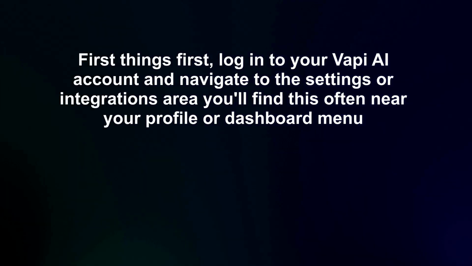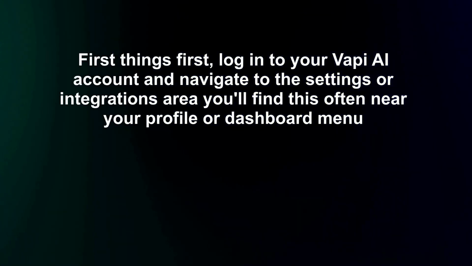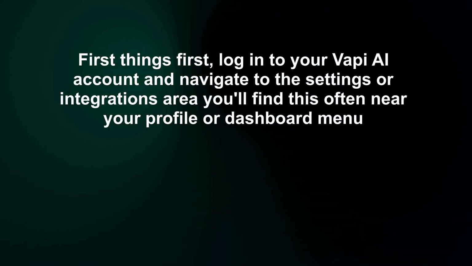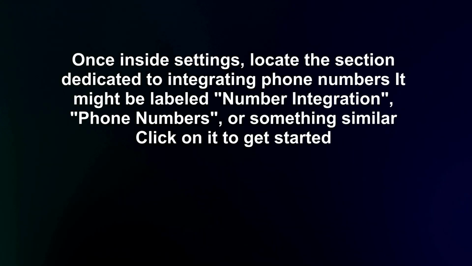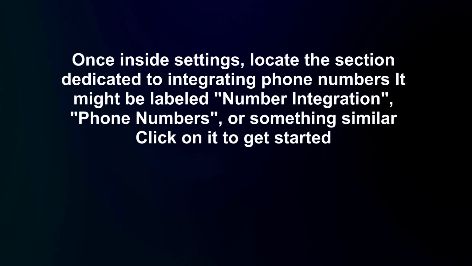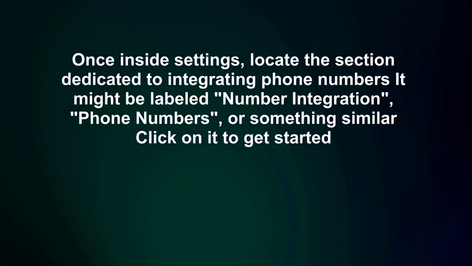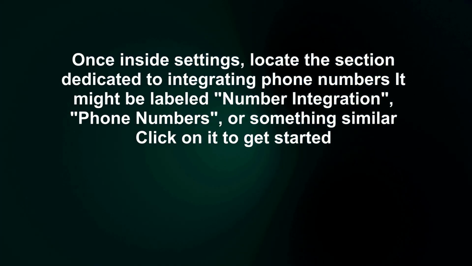First things first, log into your Vapi AI account and navigate to the Settings or Integrations area. You'll find this often near your profile or dashboard menu. Once inside Settings, locate the section dedicated to integrating phone numbers. It might be labeled Number Integration, Phone Numbers, or something similar. Click on it to get started.